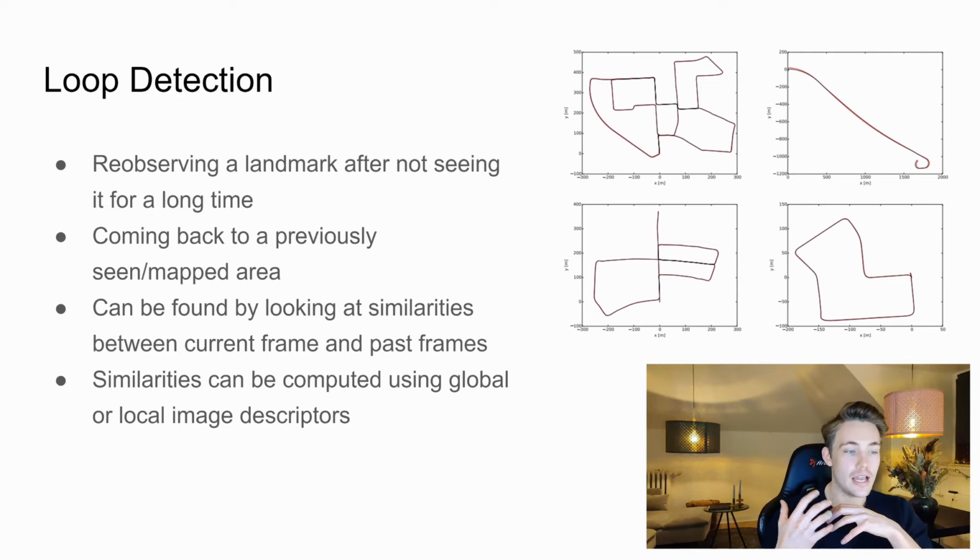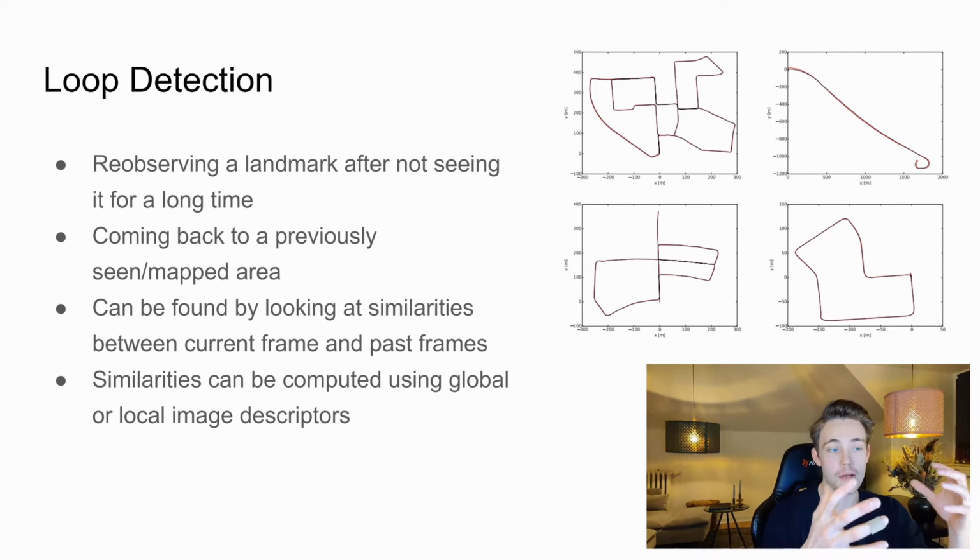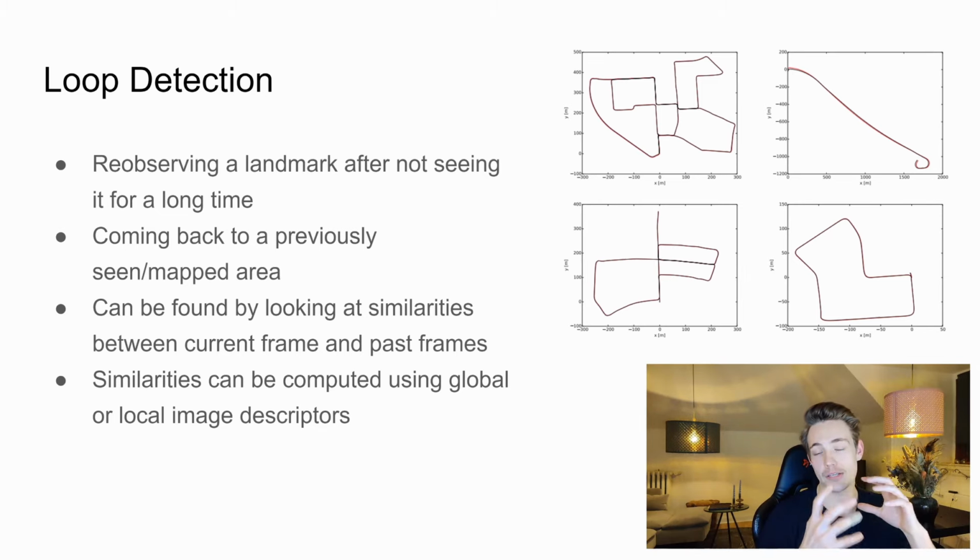It can be found by looking at similarities between the current frame and the past frame. So basically you just take a new frame in, and you look at all the past frames and try to compare the different kinds of features. We can see here that the similarities can be computed by using global or local image descriptors. So we can use descriptors to describe whether we have seen these before and how these features are matched to other features. Then we can look at past frames, keyframes, and so on to do this loop detection, as we're going to talk about more in upcoming videos.